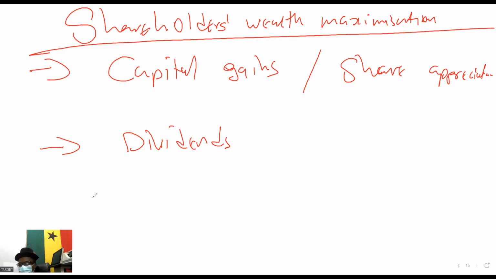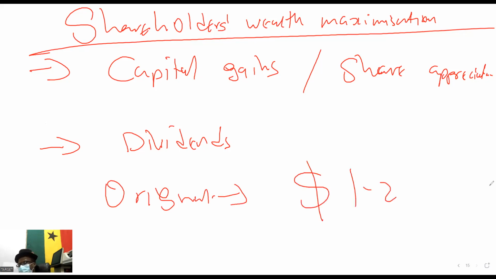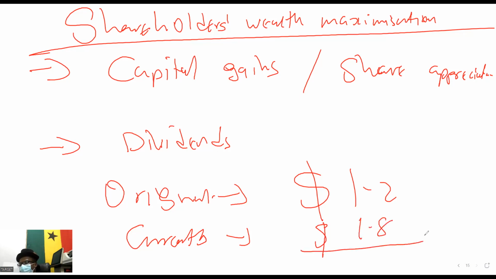When you say capital gain, imagine you buy a share, the original share price was, let's say, $1 or $2 per share. Now, currently, the share is trading for, let's say, $1.8. So there's appreciation, there's a gain of $0.6. That is how much you have earned per share. So that's a capital gain, appreciation. The share price has gone up.